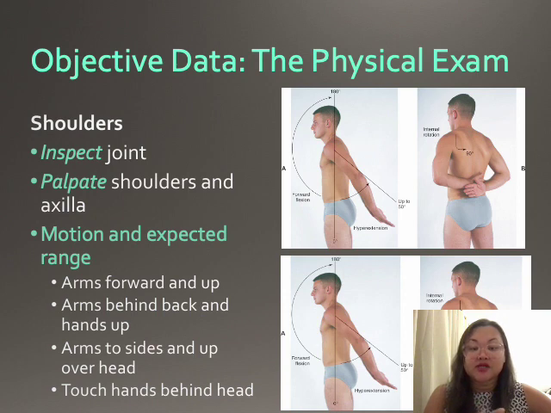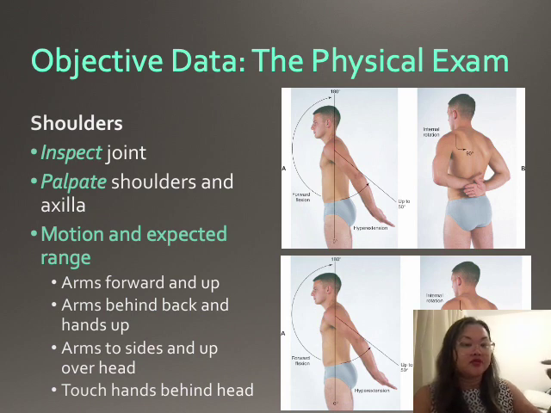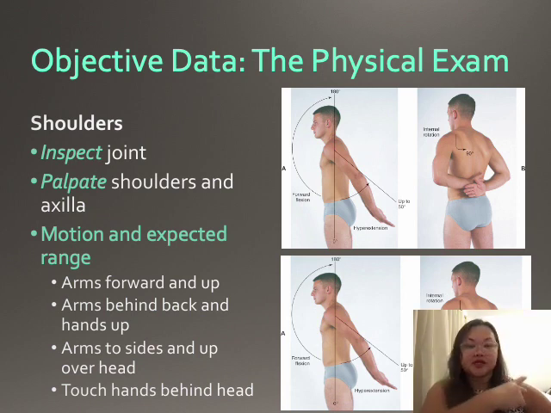On the unaffected side, you want them to point. So if it's their left shoulder, don't have them use their left hand to point at the shoulder, because you might increase that pain. Use the opposite hand or opposite arm to show you where their pain is.